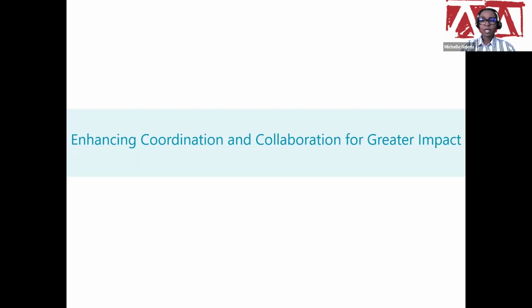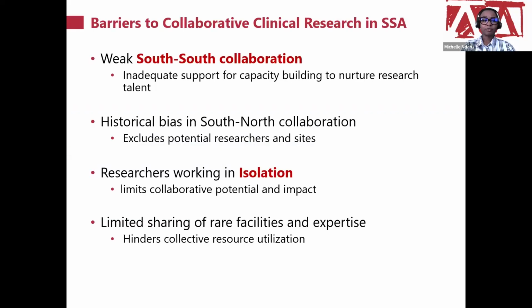But before we could invest in enhancing coordination and collaboration, we had to identify existing barriers to collaborative clinical research in sub-Saharan Africa. Some of the barriers identified were, first, a weak South-South collaboration, which led to inadequate support for capacity building to nurture research talent. We also noticed a historical bias in South-North collaboration, in that some countries or sites were mainly working with Northern partners with colonial links, and this excluded potential researchers and sites. Thirdly, researchers were working in silos, in isolation, and this limited collaborative potential and impact. And lastly, there was limited sharing of rare facilities and expertise, which hindered collective resource utilization.